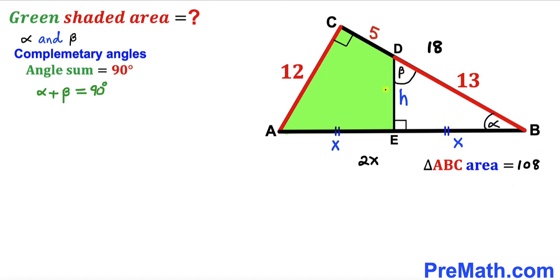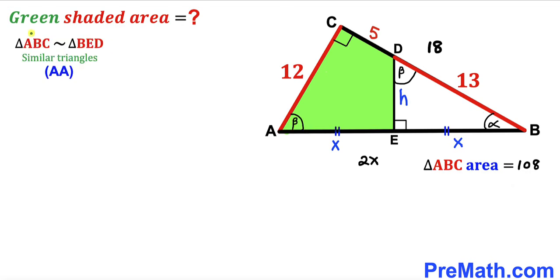Now let's focus on this big triangle ABC. If this angle is alpha, this angle is 90 degrees, then this angle has got to be our angle beta. So therefore we can see that this big triangle ABC is similar to the smaller triangle BED according to the angle-angle similarity theorem. And since these two triangles are similar, we are going to have a proportion.